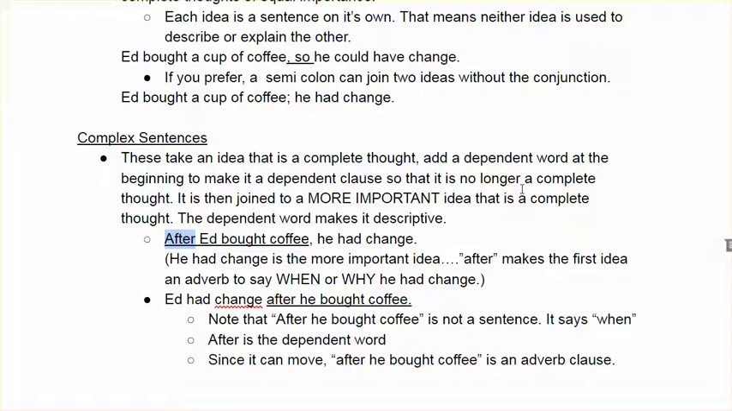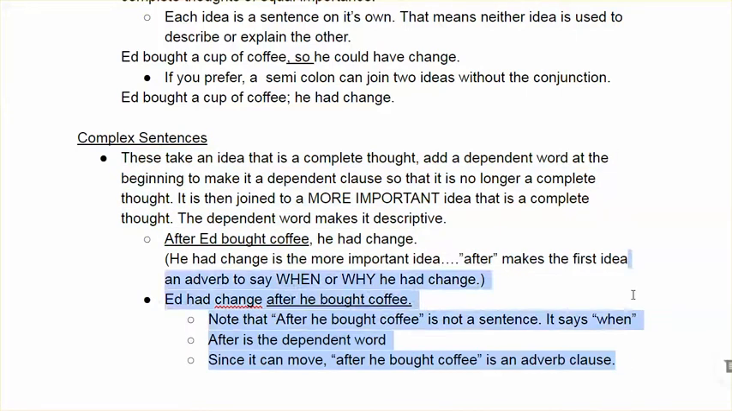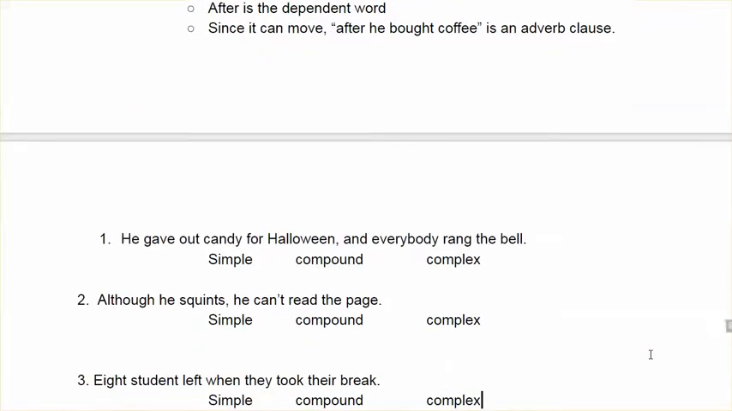If I look at my second example there, Ed had change after he bought coffee. After he bought coffee is not a sentence. It simply says when Ed had change. After is that subordinate conjunction. Since it cannot move, after he bought coffee is an adverb clause. Now let's see here. I don't want to highlight things. I want to move down. Maybe that's not what I want to do that way. Bear with me. Here we go.